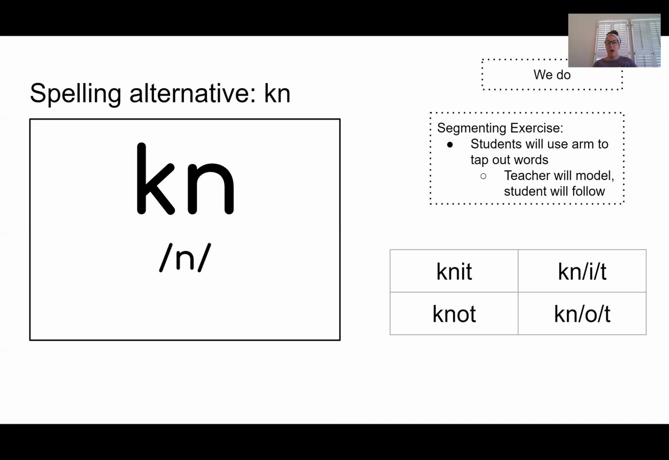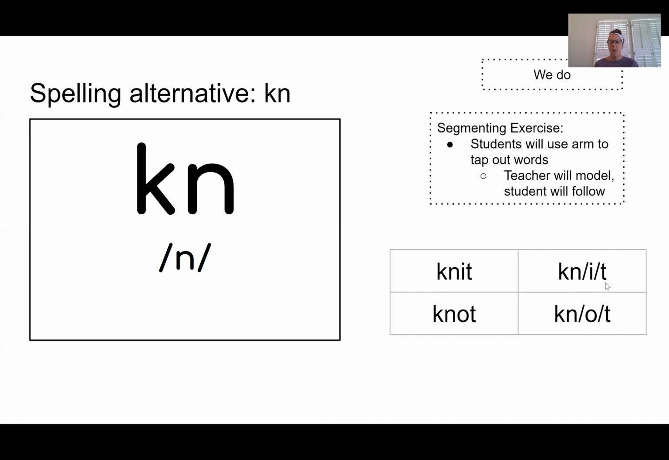Now let's do it together. Arms out. Repeat after me. Knit. Good. Now do it with me, going down your arm. It, knit. Very good. Yell it out. What is this word? It is knit. Knit has 3 sounds. The K and N go together to make one sound. I makes its own sound and T makes its own sound.